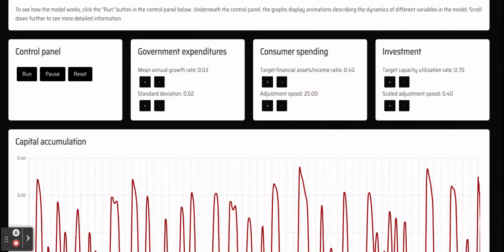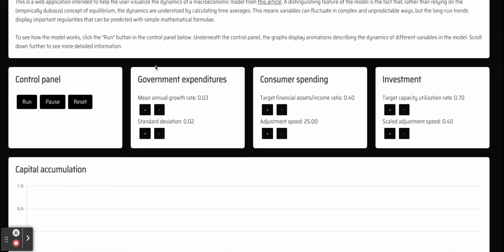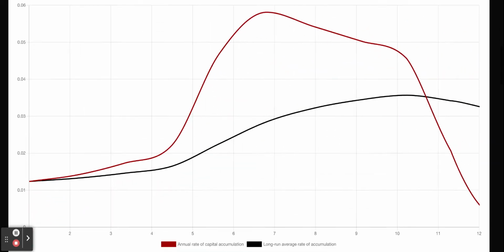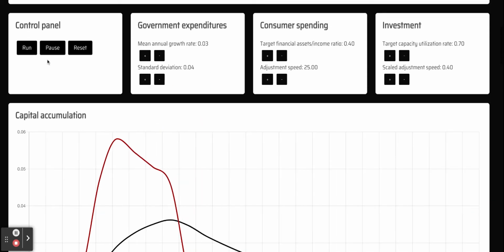You can also pause the simulations, you can reset, and you can change values of different parameters. So for instance, if I wanted to make the growth rate of government spending more volatile, I can increase the standard deviation. I can run it again. And so you're going to get even bigger fluctuations in the model. Okay, and there are a lot of other parameters you can play with there.